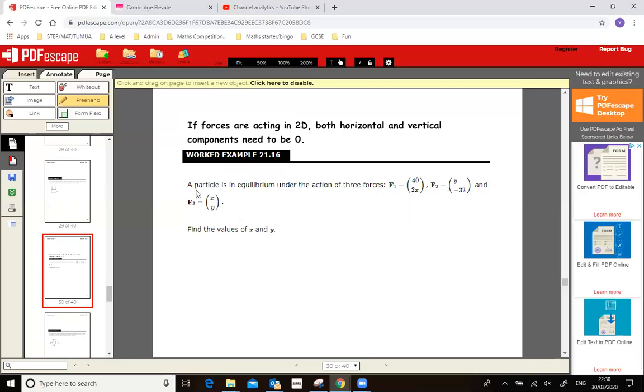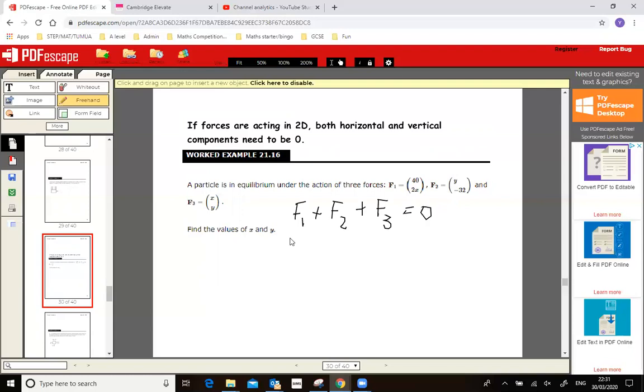So here we go. A particle is in equilibrium under the action of 3 forces, F1, F2, and F3. Find the values of x and y. As we know, all these 3 forces should add up to 0 because the particle is in equilibrium. So now we can write down F1 plus F2 plus F3 equals 0.